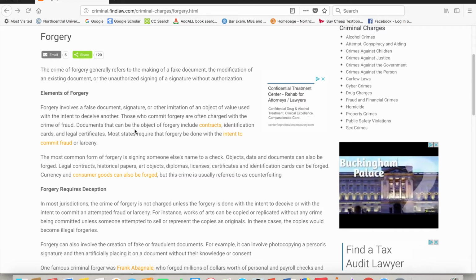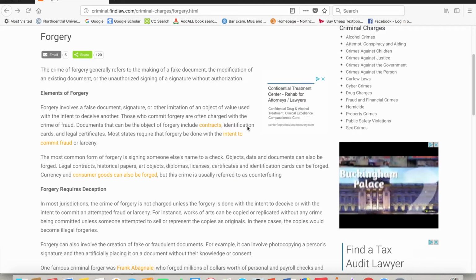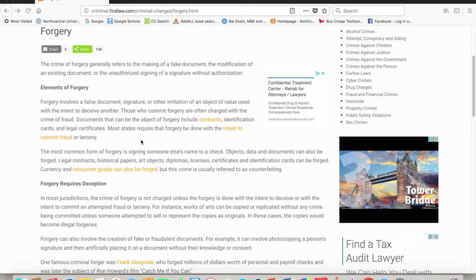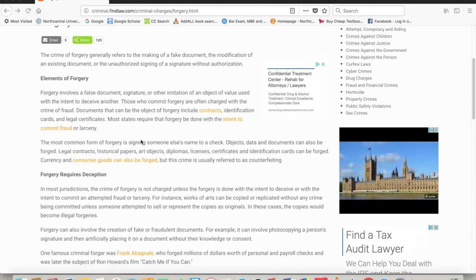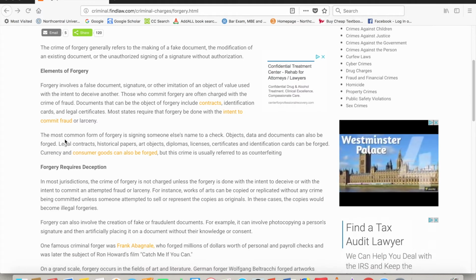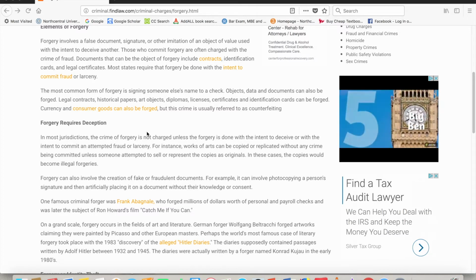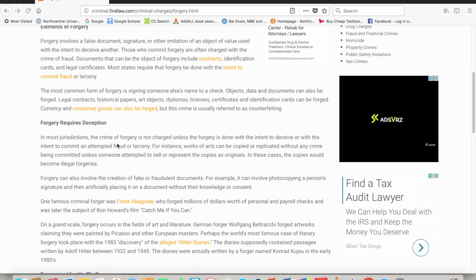Documents that can be the object of forgery include contracts, identification cards, legal certificates. Most states require that the forgery be done with the intent to commit fraud or larceny. The most common form of forgery is signing someone's name on a check. Objects, data, and documents can also be forged. Legal contracts, historical papers, art objects, diplomas, licenses, certificates, and identification cards can also be forged. Currency and consumer goods can also be forged, but this crime is usually referred to as counterfeiting.